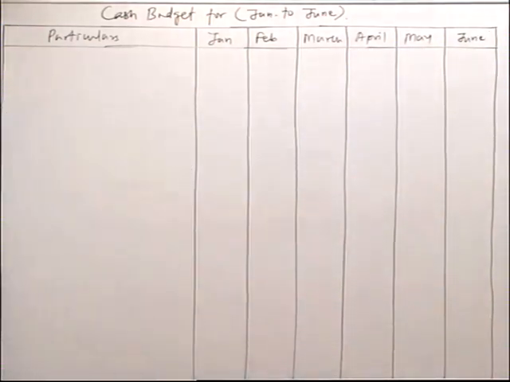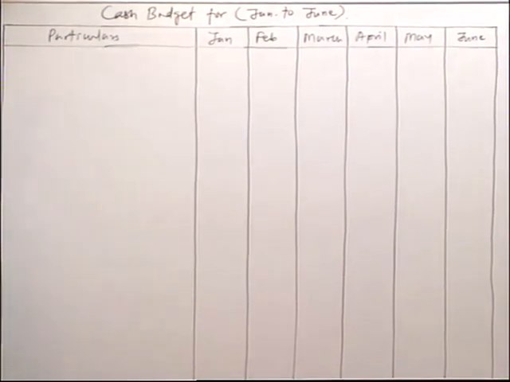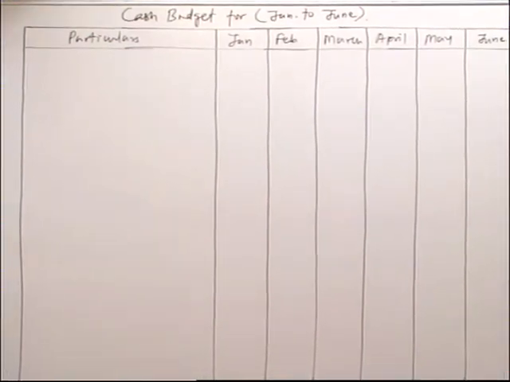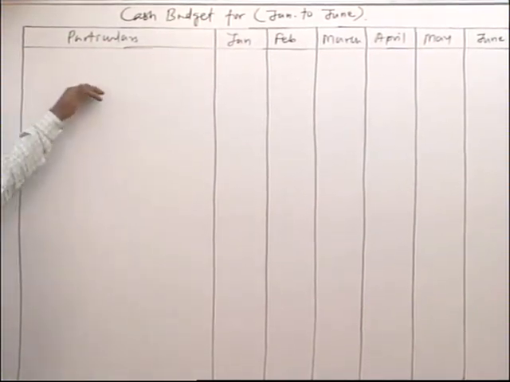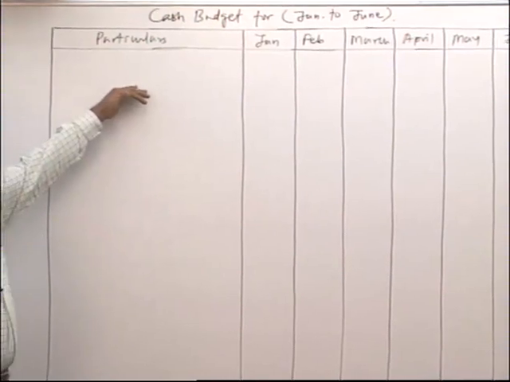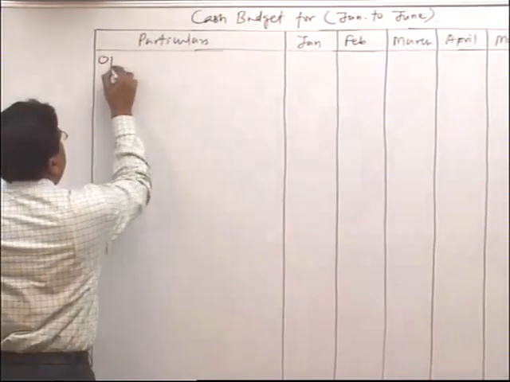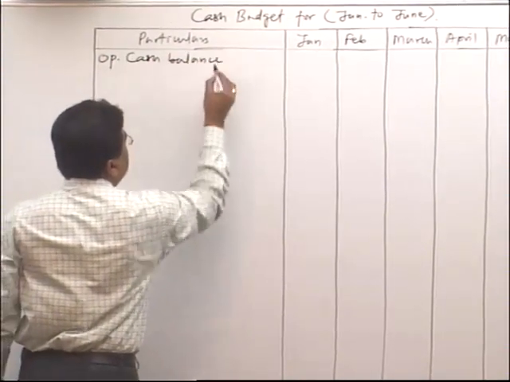Please draw the format. First column is particulars, and then next is column January to June, the next 6 months. Now here there is slight change in the format, so all the students are requested to follow the format according to me. Normally we keep 1 row for opening balances, but here we will keep 2 rows. So first will be the opening cash balance.